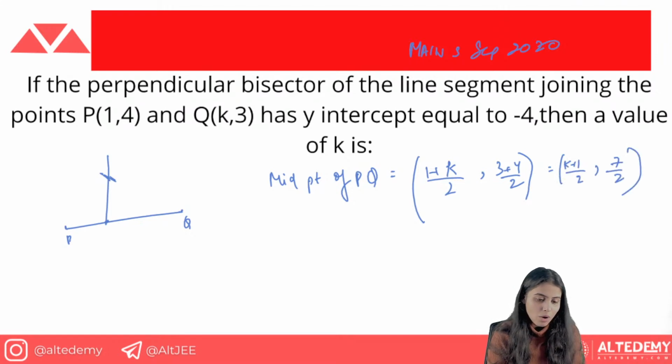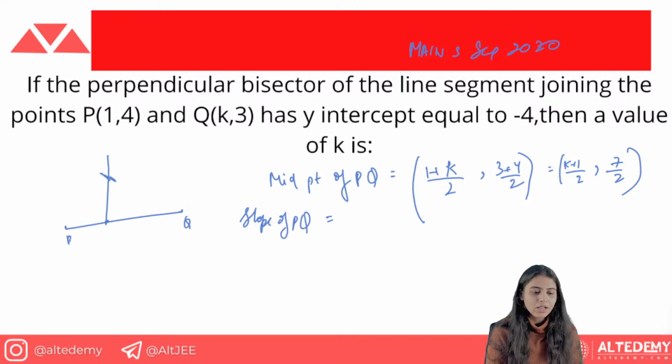Now how do you calculate the slope? You will calculate the slope of PQ by the two-point form, that is (4 minus 3) upon (1 minus k). So that can be written as 1 upon 1 minus k. This is going to be the slope of PQ, and we have calculated the midpoint.